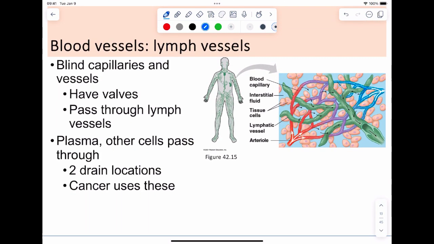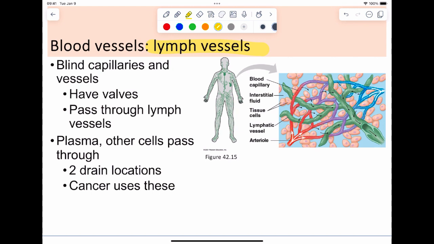The last of these blood vessels are lymph vessels. Lymph vessels are a weirdo, namely because they don't carry blood. Lymph vessels only carry the plasma. That's all they get to carry is plasma. They don't carry blood.